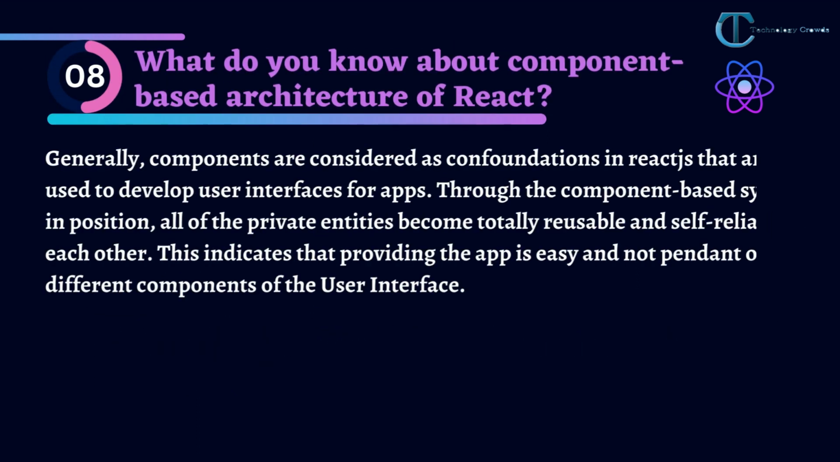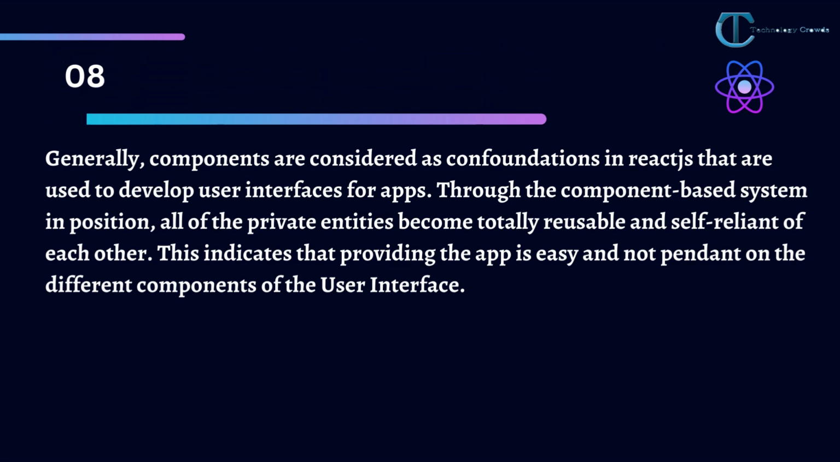8. What do you know about component-based architecture of React? Generally, components are considered as foundations in ReactJS that are used to develop user interfaces for apps. Through the component-based system in position, all of the individual entities become totally reusable and self-reliant of each other. This indicates that providing the app is easy and not dependent on the different components of the user interface.